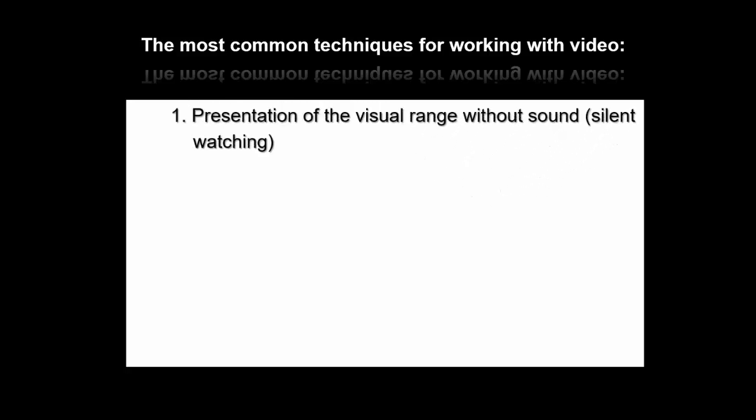The most common techniques for working with video: presentation of the visual range without sound, silent viewing, that is, turn off the sound. At the same time, only pictures on the screen flicker. Students conjecture the characters' remarks in terms of facial expressions, gestures, movements, the action itself, emotions, situations, even lip movement suggest what is being said. Students guess or predict words and then match them to those they hear while watching with the sound on.